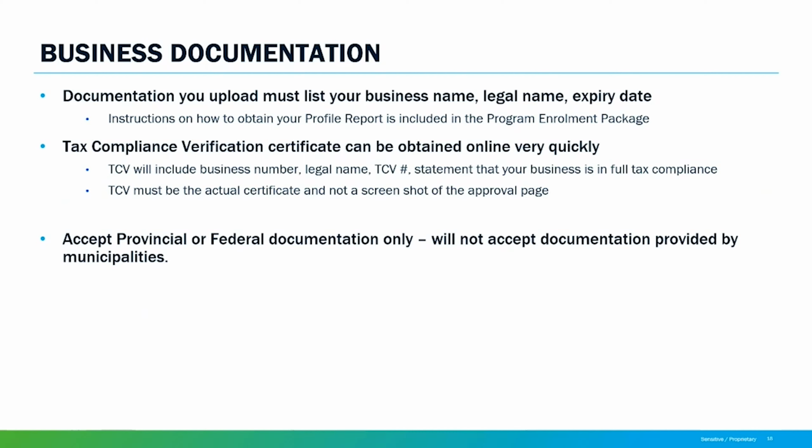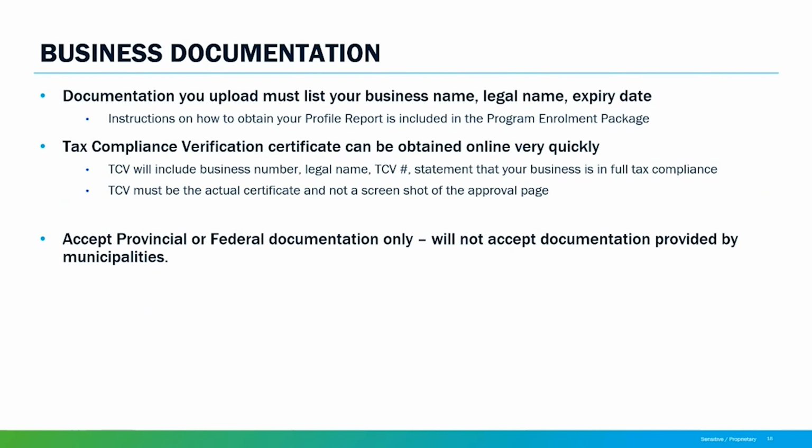For public and fleet facilities, instructions on how to obtain the profile report is found in the program enrollment package. A tax compliance verification certificate, referred to as the TCV, can also be obtained online very quickly, with instructions on how to obtain it found in the program enrollment package. Please be sure to upload the actual TCV certificate and not just a screenshot of the approval page, as your application will be sent back to you if not submitted correctly.